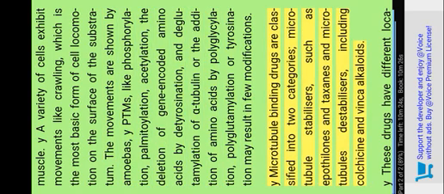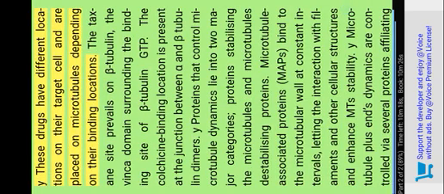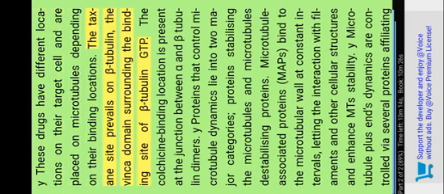Microtubule binding drugs are classified into 2 categories: microtubule stabilizers, such as epothilones and taxanes, and microtubule destabilizers, including colchicine and vinca alkaloids. These drugs have different locations on their target and are placed on microtubules depending on their binding locations. The taxane site prevails on beta tubulin, the vinca domain surrounds the binding site of beta tubulin GTP, and the colchicine binding location is present at the junction between alpha and beta tubulin dimers.